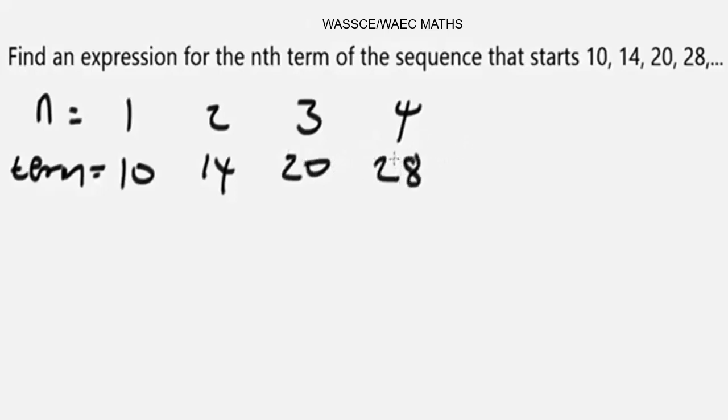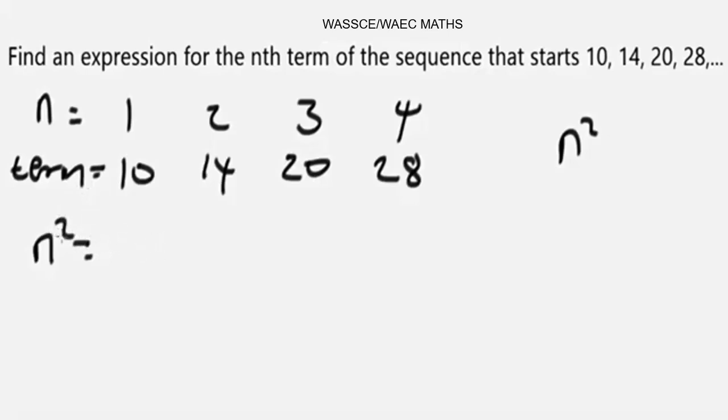Now for a quadratic sequence, the expression for the nth term starts with n squared. So it has to start with n squared. Since the expression for the nth term begins with n squared, let's bring n squared here. Remember, a quadratic expression is an expression in which the highest power of n is 2, just like here.